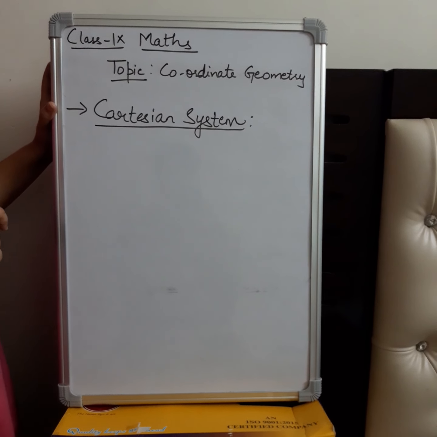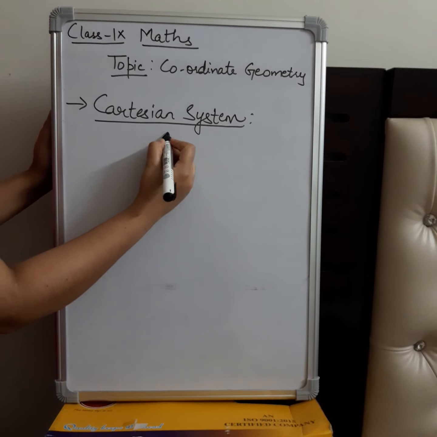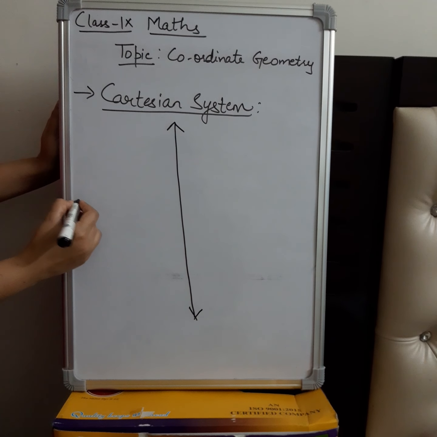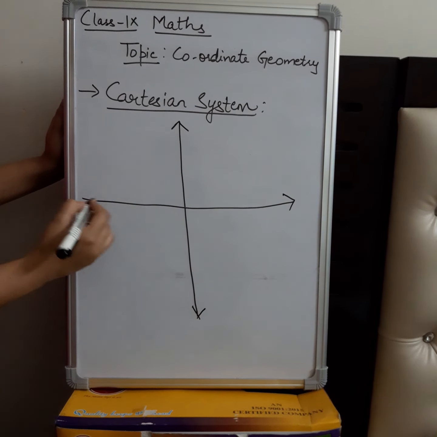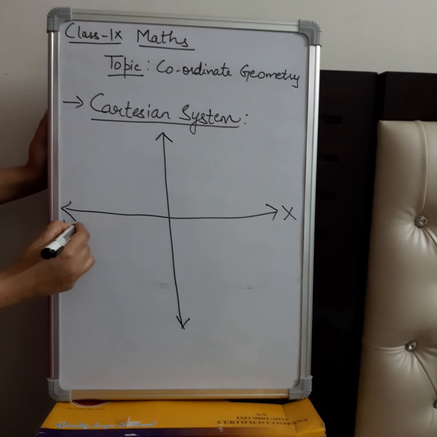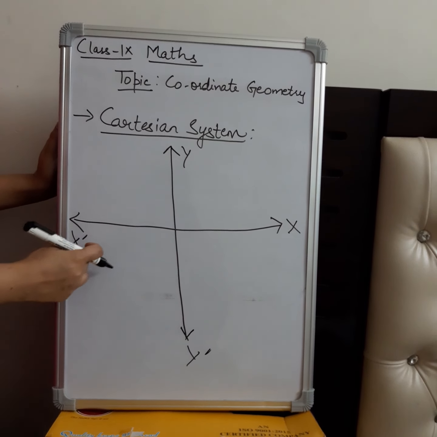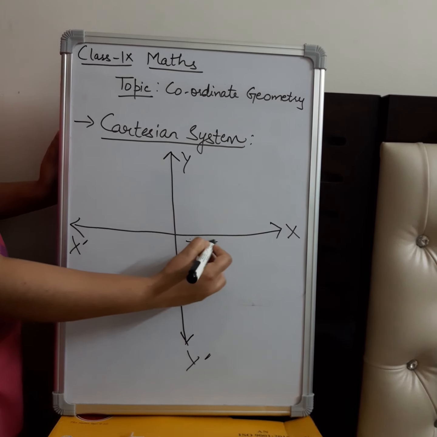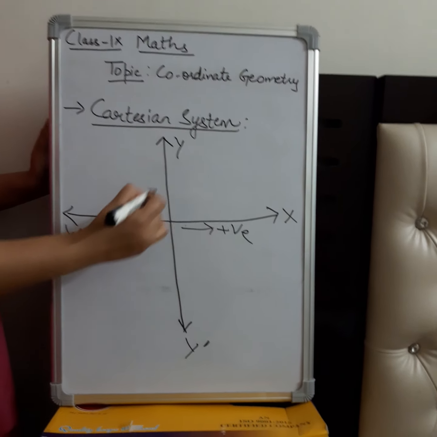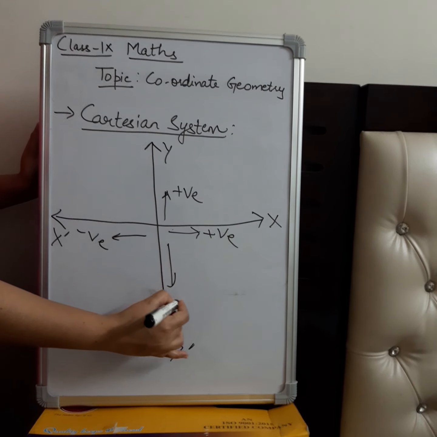In the Cartesian system we have two perpendicular straight lines. You must have studied about graphs in class 8. Two lines are there and they are perpendicular to each other. This is the x-axis, x dash, and y dash. The dash part is negative. So this side we have positive and this side we have negative. Same way, this side we have positive and this side is negative.